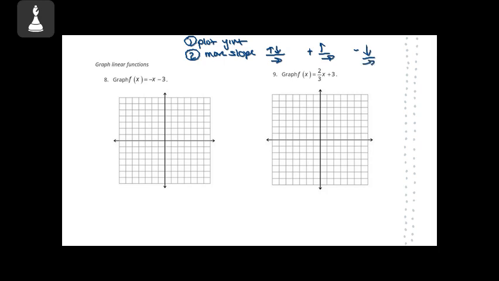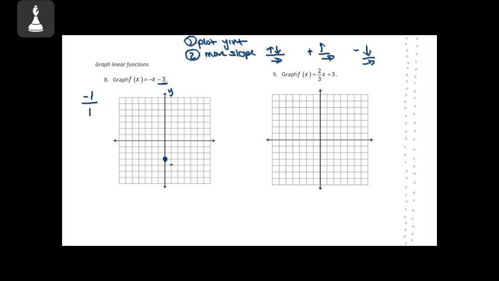When I look at this first function, it says the function is negative x minus 3. So starting with the y-intercept is -3. So on the y-axis, I'm going to find -3. Then I'm going to move my slope. Now my slope is always two directions. So -1 is all I have. I'm going to put it over 1. So down 1 over 1.